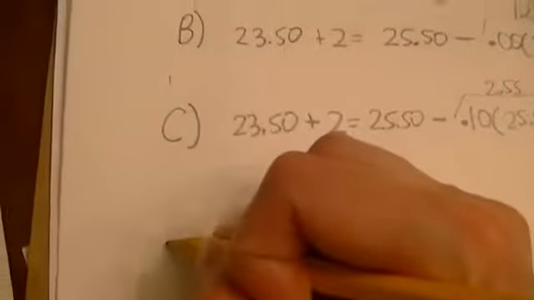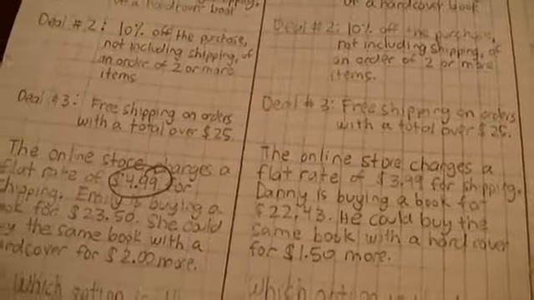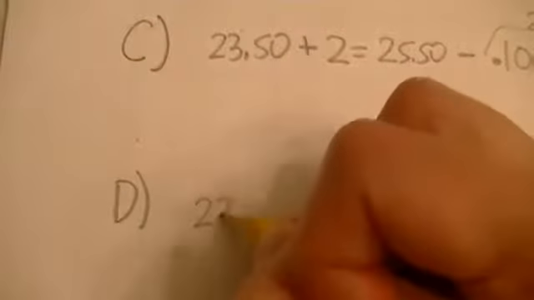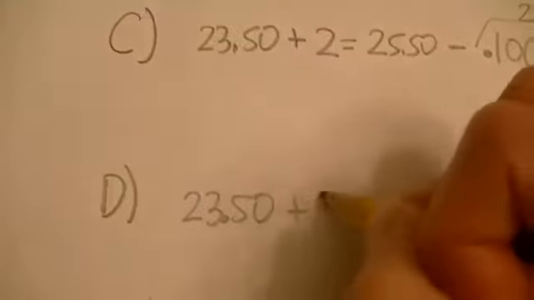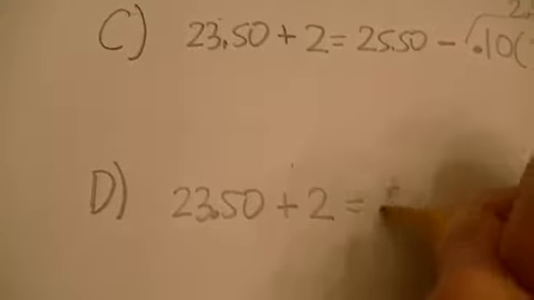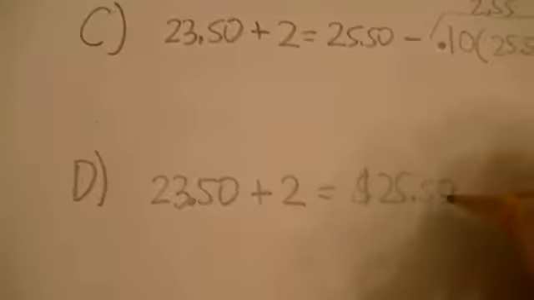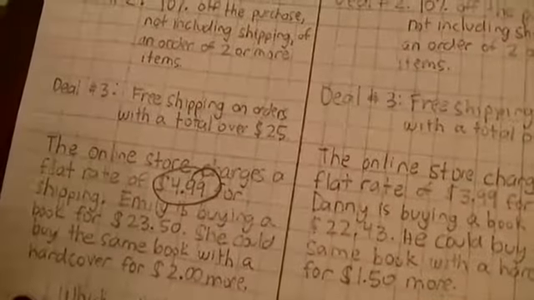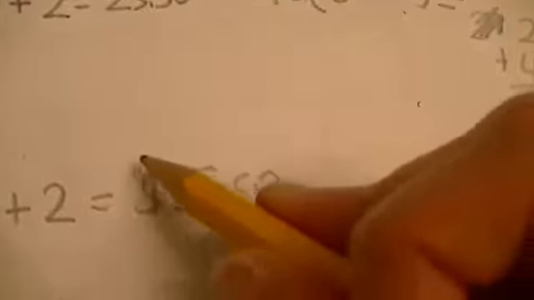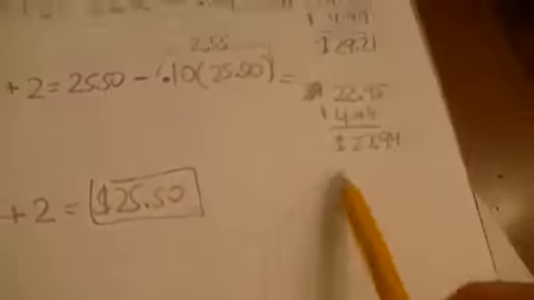Problem D. Order another small item for $2 and use deal number 3. Deal number 3 says, hey, free shipping on orders with a total over 25 bucks. Okay, so she would do $23.50 was that book. She wants another small item for $2. That would cost $25.50. Remember, shipping is free with a total over $25. That's a total over $25. There's my free shipping. That's the cheapest option. So your answer is D.